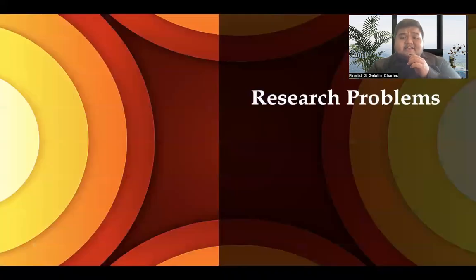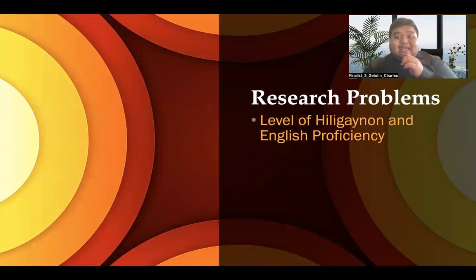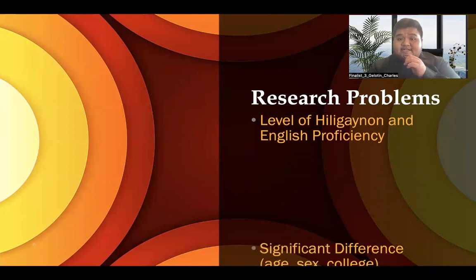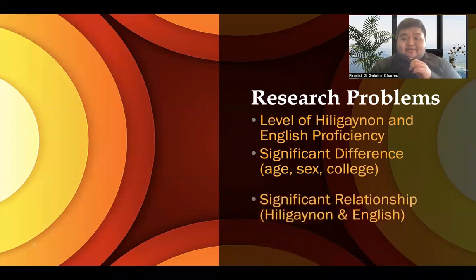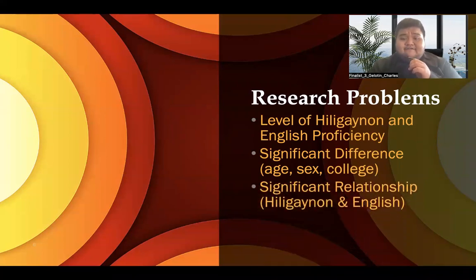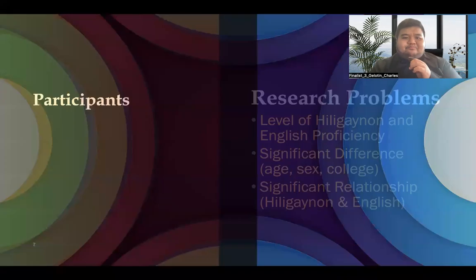Our study seeks to address three specific research problems. First, the level of Hiligaynon and English proficiency of our respondents. Second, is there a significant difference in the level of Hiligaynon and English proficiency of our participants when they are grouped according to age, sex, and college? And third, we seek to identify the significant relationship between Hiligaynon and English proficiencies.